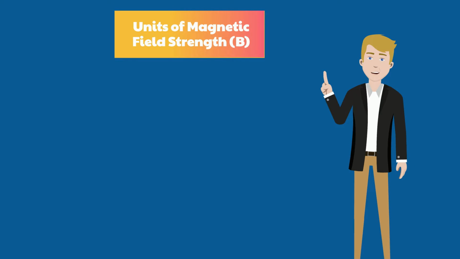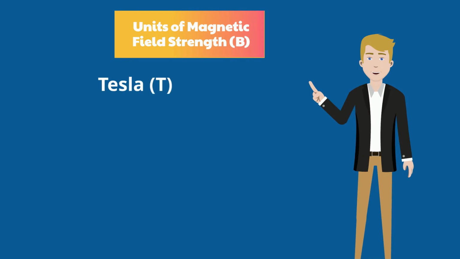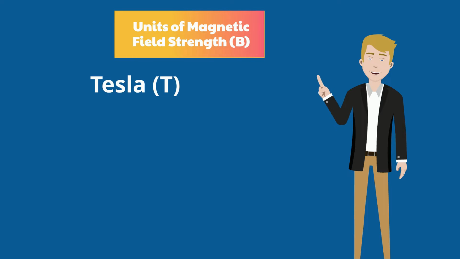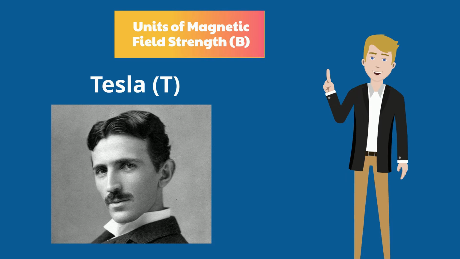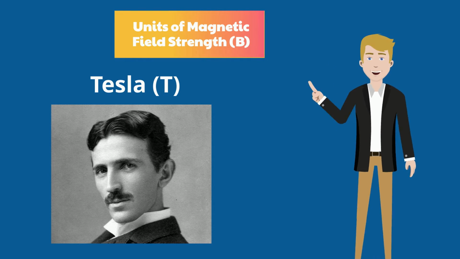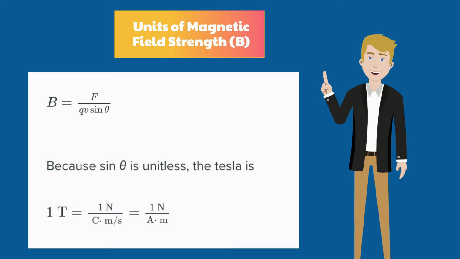The SI unit for magnetic field strength B is called the Tesla, after scientist Nikola Tesla. To determine how the Tesla relates to other SI units, we solve F equals QVB sine theta for B.